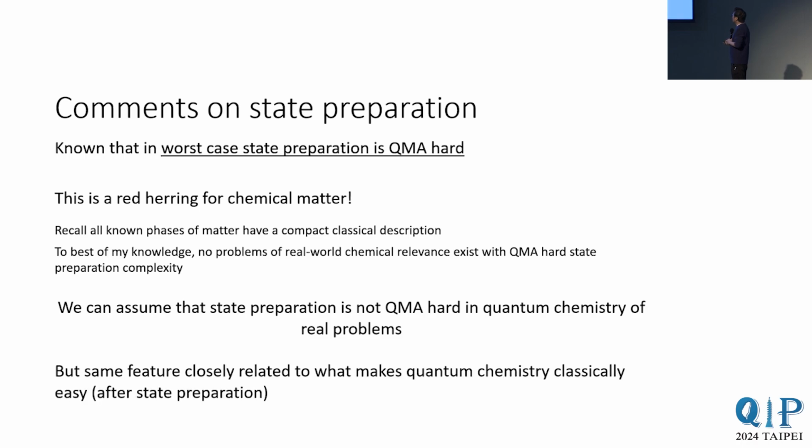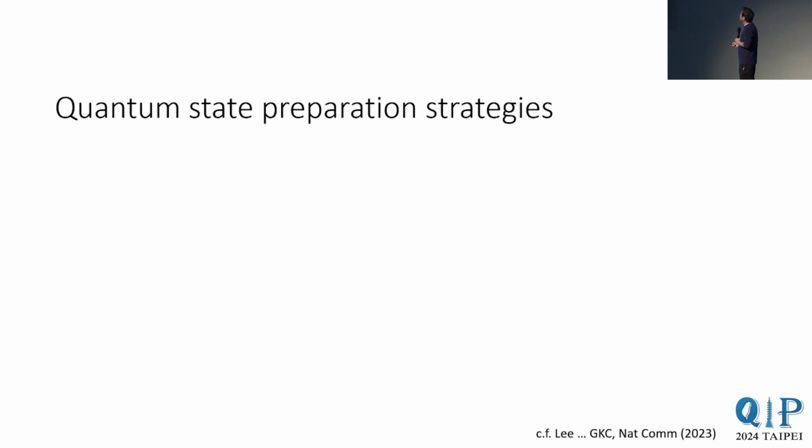But also one should remember when thinking about these types of complexities that this feature, that finding a good qualitative description is not very hard, and that the qualitative description has a compact classical form, is also at the heart of what makes classical heuristics work. So this is important in thinking about advantage.